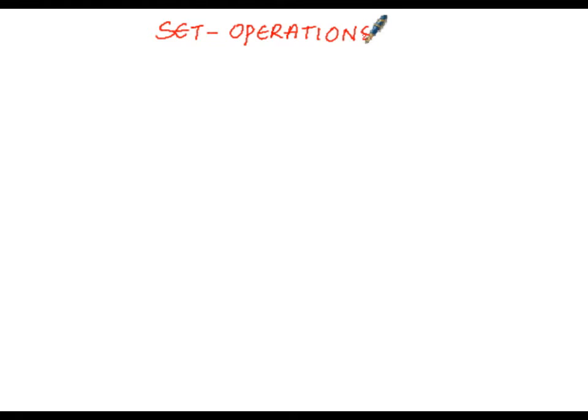So here, set operations are of two kinds. One is the union of sets, the other is the intersection of sets. So here we are going to discuss the set operations at an advanced level.